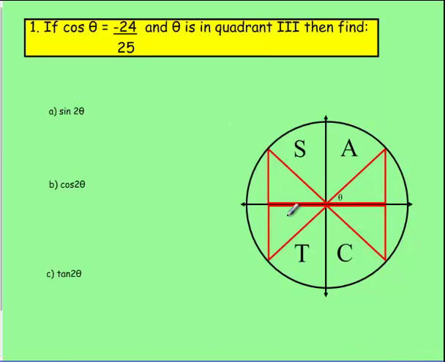All right. If we were told the cosine of some angle is negative 24 over 25, and it's in quadrant 3, then given that information, we want to find the sine, cosine, and tangent when we double that angle. Now, there's a couple of ways to do this. First is the straight-up algebra way.